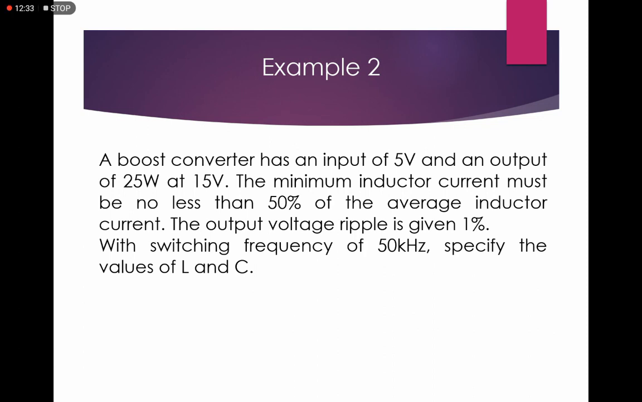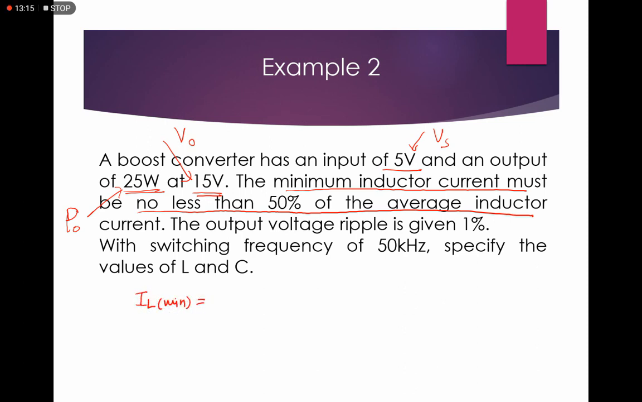So that we can discuss it during the Q&A session later. In this example, given the input voltage of 5 volt and output power, P naught, equal to 25 watt, and your output voltage is 15, this is your Vs. And then it mentions here your minimum inductor current is no less than 50% of the average inductor current, which is this one.